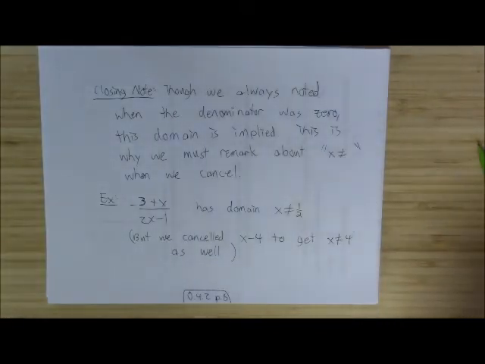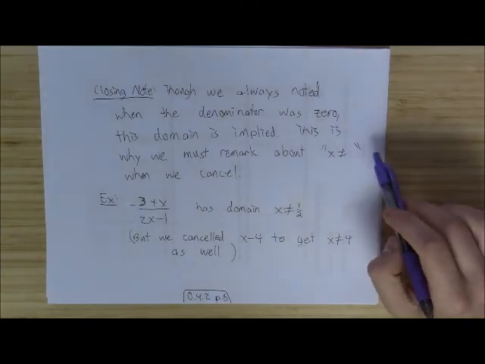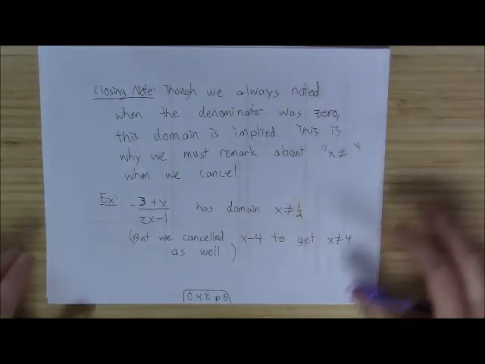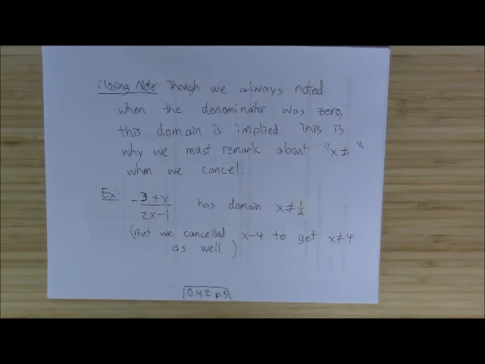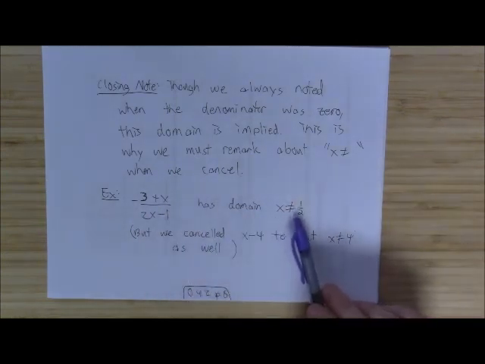Now, why do we do this? Well, we always know when the denominator was 0 at the very start, and the domain is implied when that was the case. However, this is precisely the reason why we need to remark about x not equaling some number, because when we cancel, we need that domain to be the same for it to be an equivalent algebraic expression. Namely, in the example I did earlier, our domain is actually x not equal to 1/2.